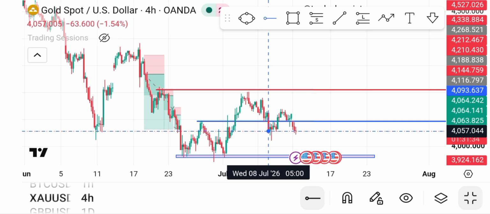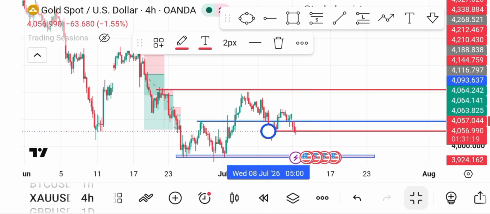Remember that in daily time frame, we are still sell. Daily time frame still says sell. 4 hour time frame is still saying sell. Do you understand? So be careful to enter buy on gold this period. Be careful to enter buy on gold.